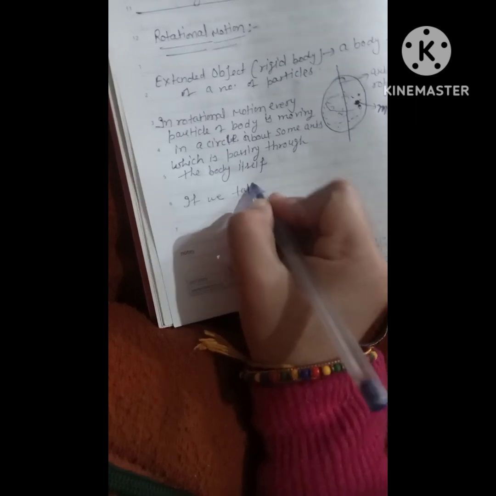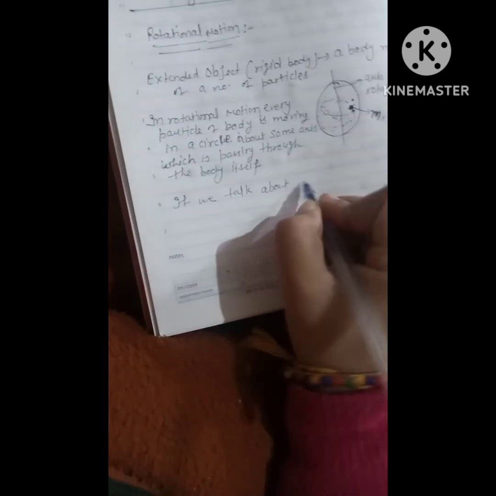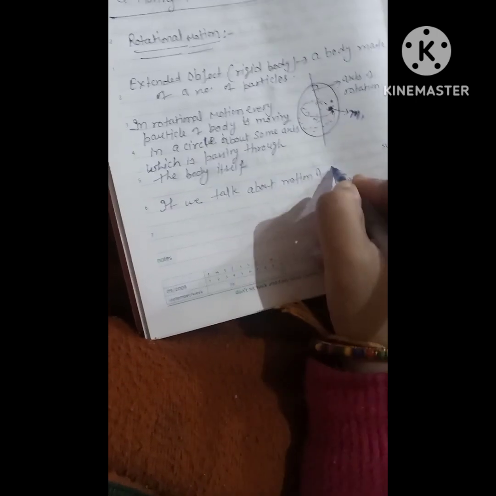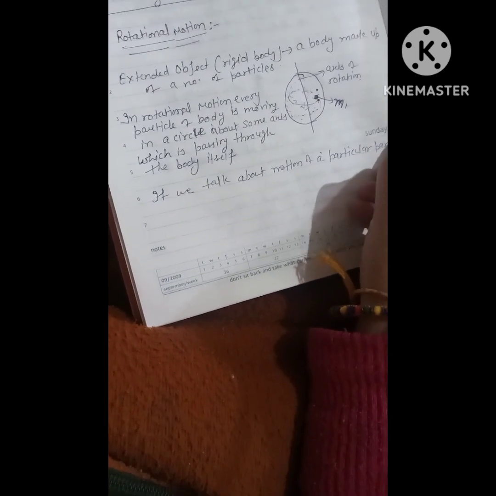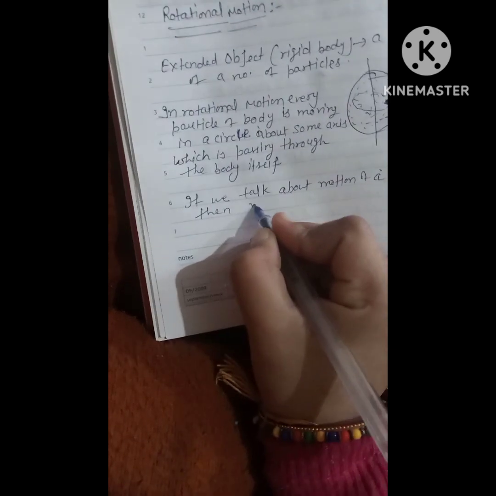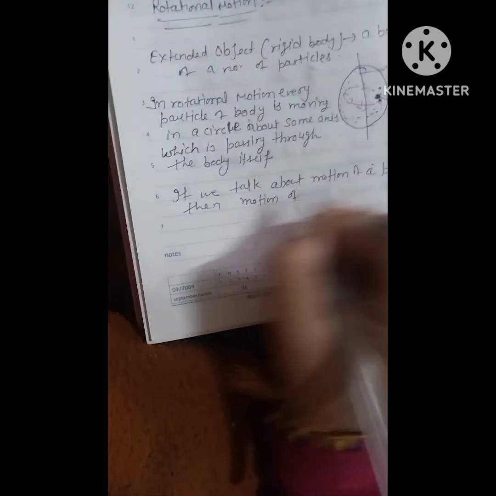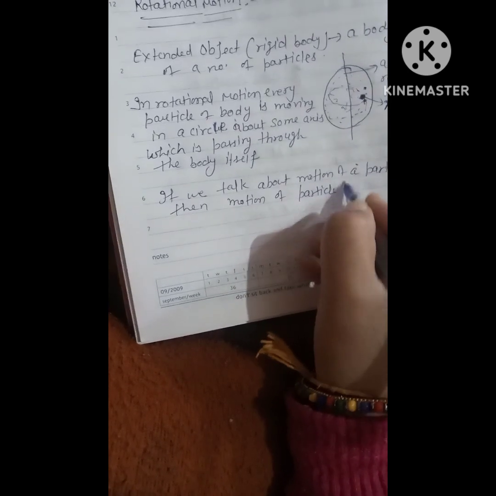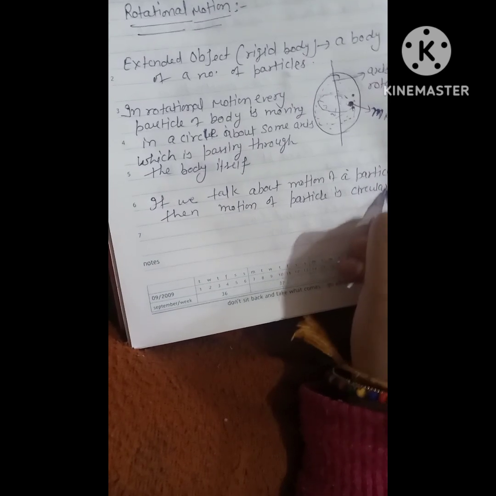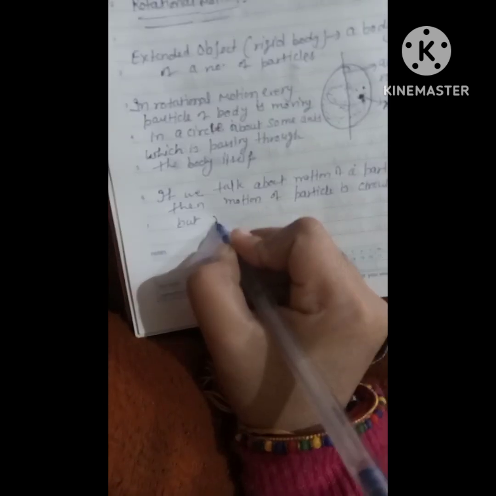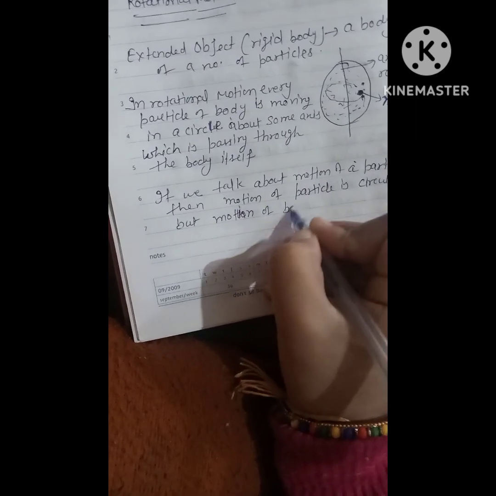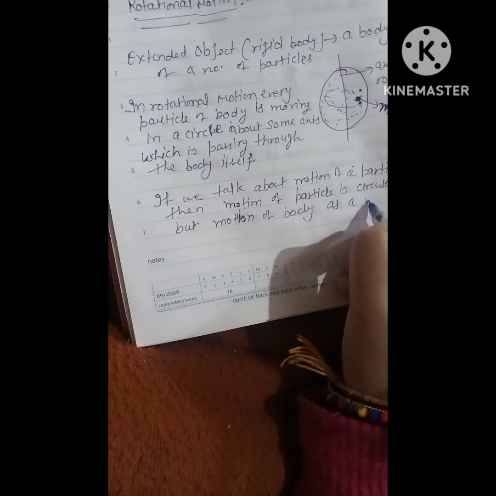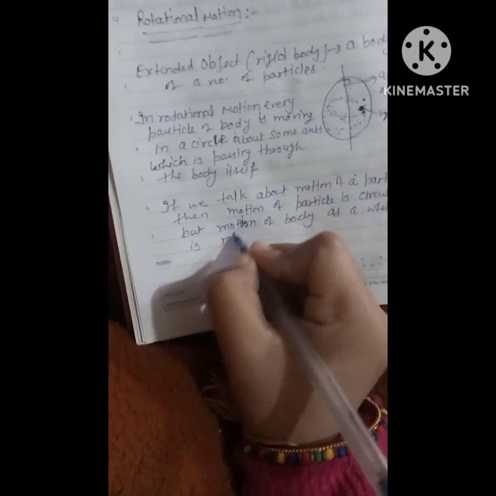If we talk about the motion of a particular particle here, then the motion of the particle is circular, but the motion of the body as a whole is rotational motion.